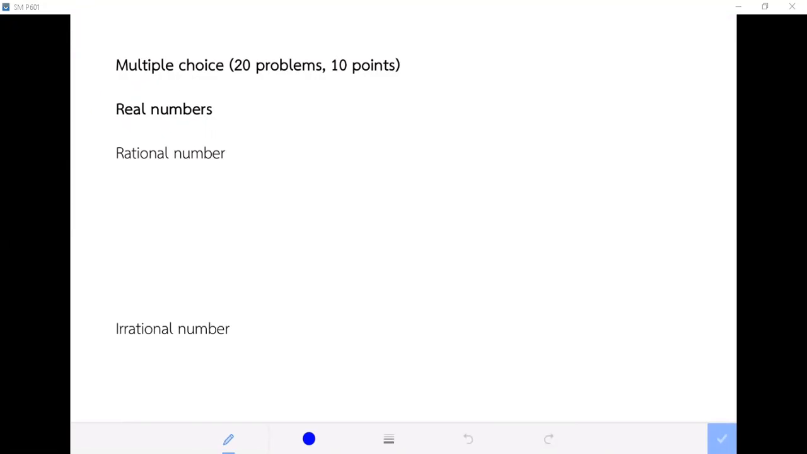So I'm going to test you about the real numbers. In real numbers, we have the rational numbers and the irrational numbers, right? So you have to know. So I'll test you about that. Okay, let's start with rational numbers.